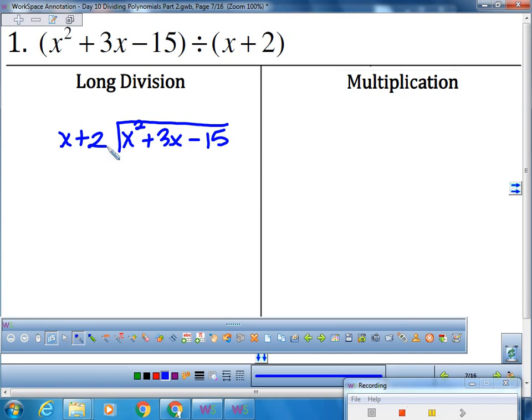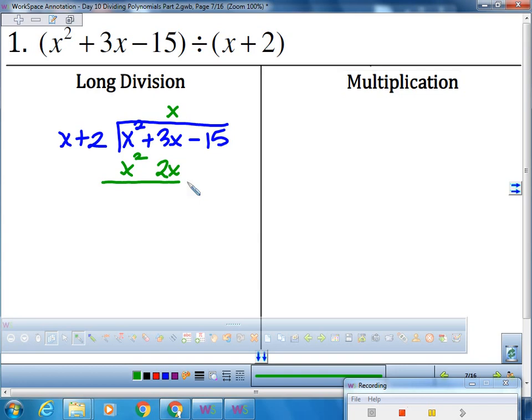It does. Good. Okay. So what times x makes x squared? X does. So I'm going to put it over the x column. X times 2 is 2x. X times x is x squared. Draw the line. Change the sign. This goes away. And I'm left with 3x minus 2x, which is just x, minus 15.